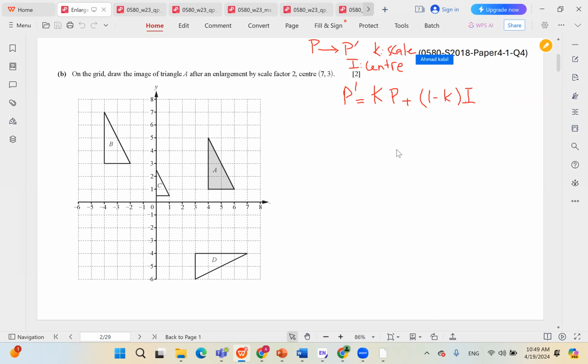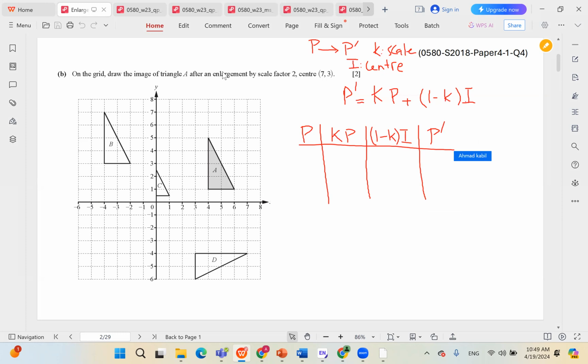So in order to find the image of triangle A, what we're going to do is we're going to create a table. So we have P, and then let's just calculate KP alone. And let's calculate 1 minus K I alone. And then we're going to add them together to get P dash at the end.